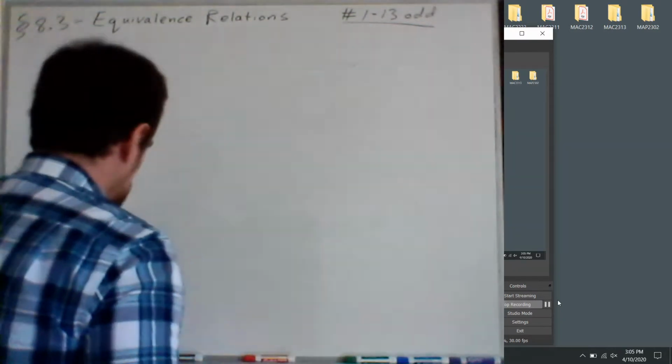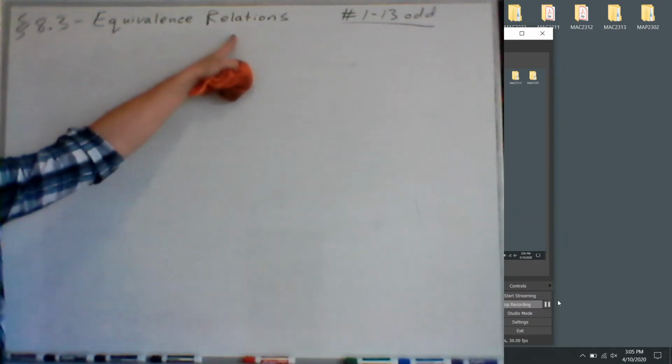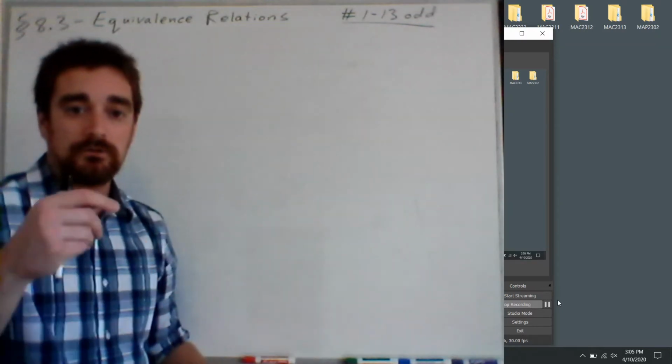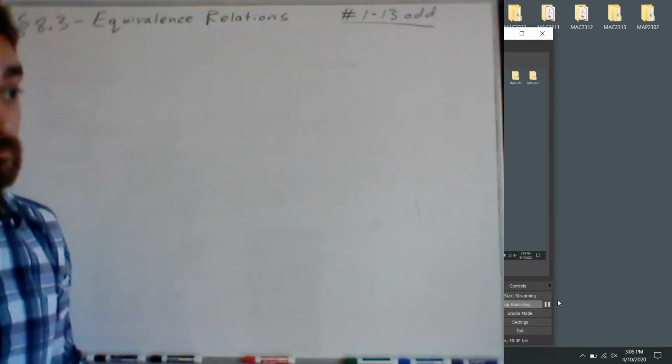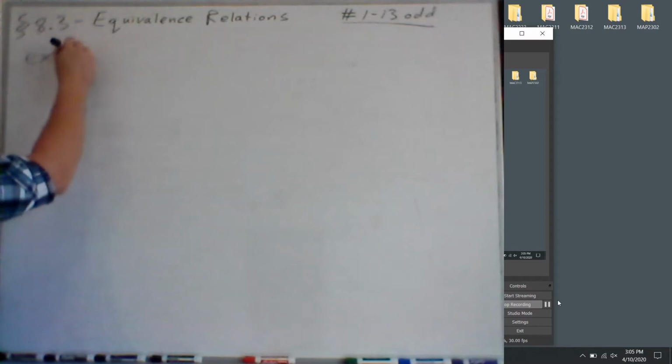So far we know that we'll call something an equivalence relation. Well, first of all, it's got to be a relation. And then second, it's got to meet all three of those criteria. It's got to be reflexive, it's got to be symmetric, and it has to be transitive. Let's take a look at a specific example.